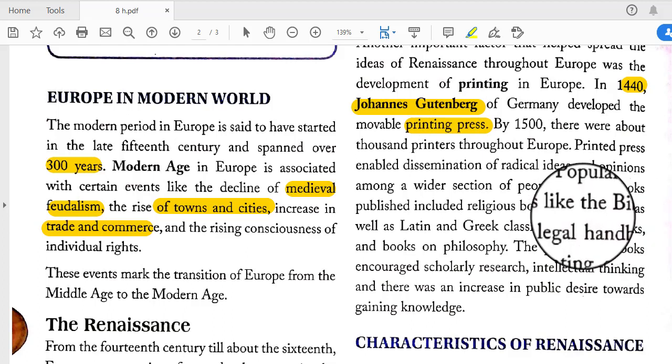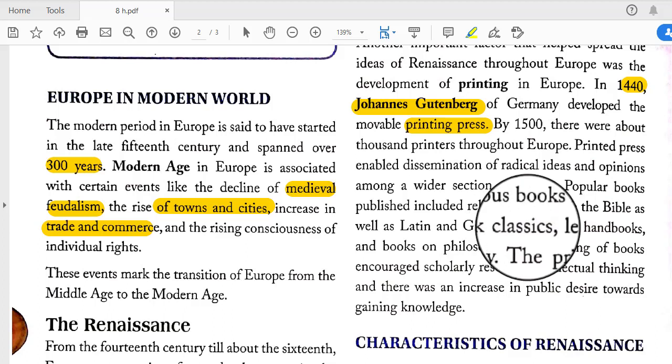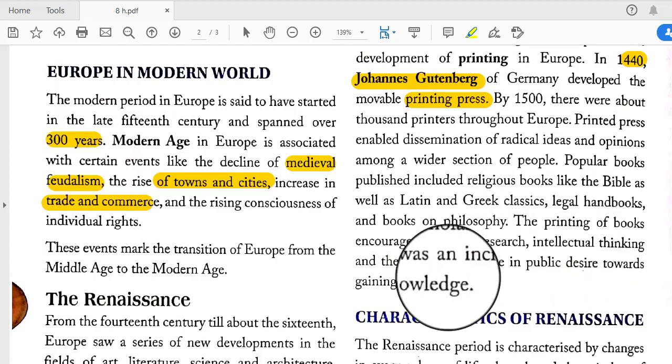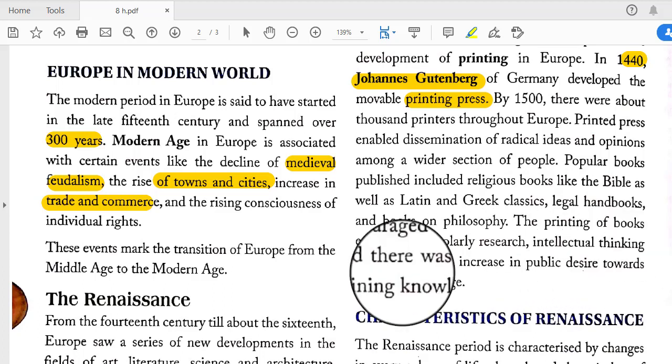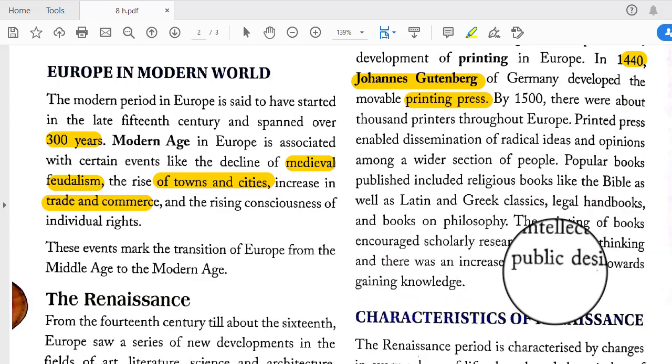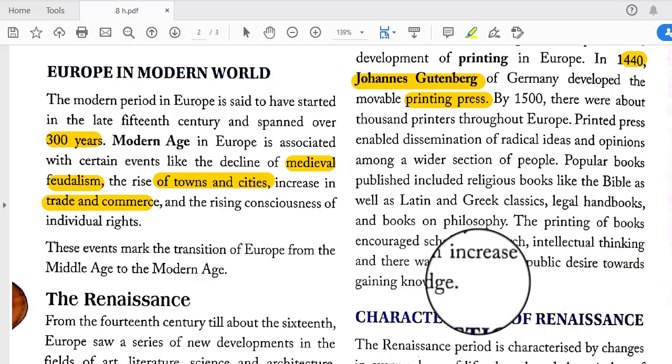In that time various kinds of religious books like the Bible were also published in a new way, and the printing of books encouraged scholarly research and intellectual thinking, and there was an increase in public desire towards gaining knowledge. In that time the public was also interested in gaining knowledge, and that is how the printing press became very popularized.